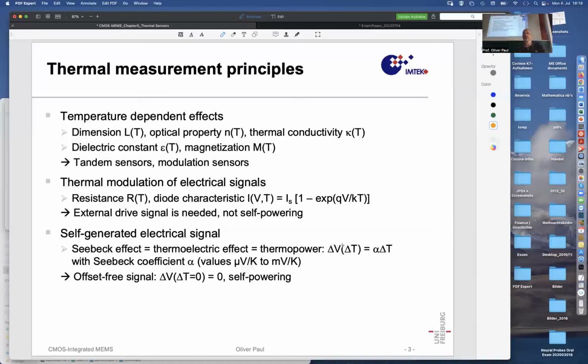Very convenient. And you can feed that into a voltage measuring instrumentation system so that you can amplify it and filter it and so on. Also, it's an offset-free signal. If delta T is 0, then the output is 0. So very convenient also for designing sensors because you don't have to subtract any offset by some reference device or something.